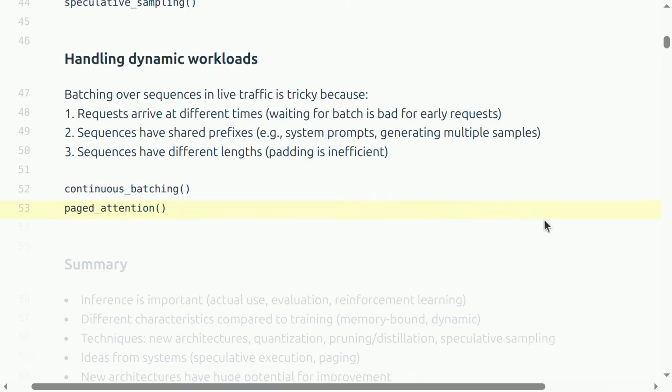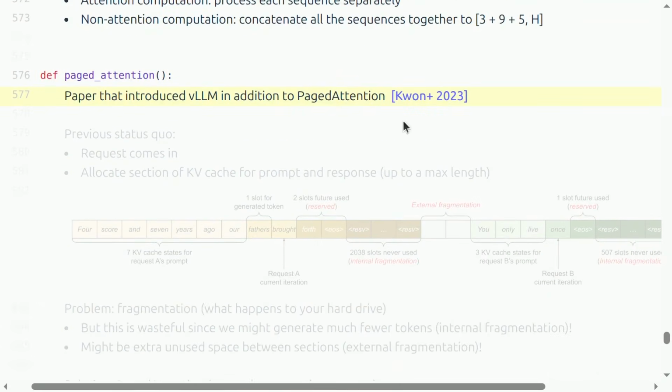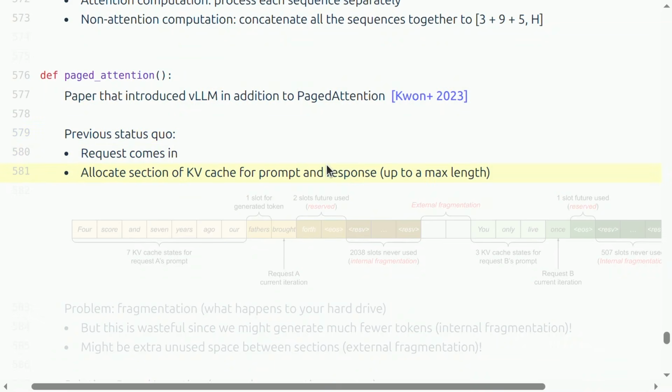Okay, so the final idea is PagedAttention. This was introduced in the vLLM paper. Of course, vLLM has many other bells and whistles now, but this is the core idea at that time. So the question is, how is the KV cache stored?